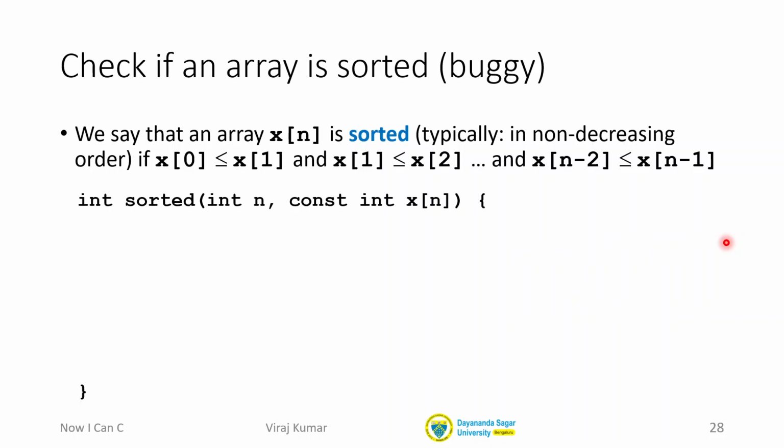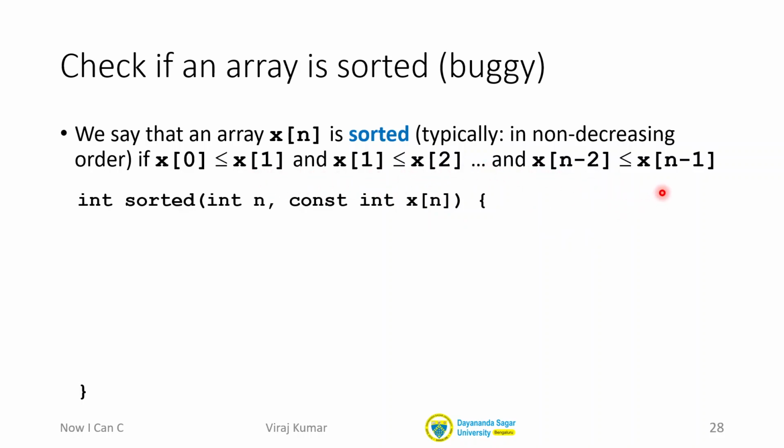Okay, so with those two examples out of the way, let's take a look at the code that we want to write. It's going to return an int, because it's going to return 1 if the array is sorted and it's going to return 0 otherwise. And notice that we have a const int array because this function is not going to try and modify the values of the array x. It's simply going to check these properties.